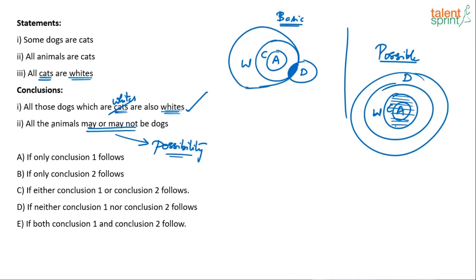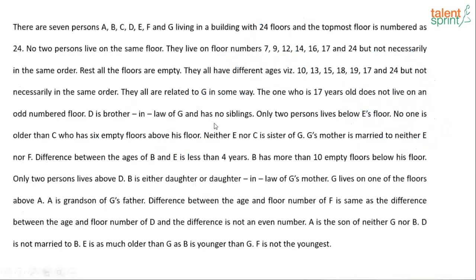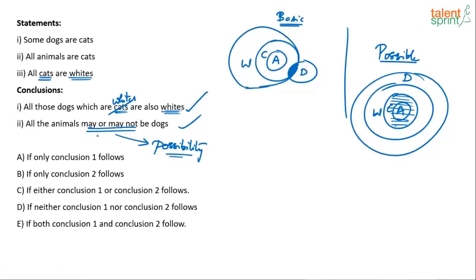All the animals may be dogs. All the animals have also become dogs, right? All the animals may be dogs. So, it's possible that all the animals may be dogs, may not be dogs. So, all the animals may or may not be dogs. So, both 1 and 2 follow. Both conclusion 1 and 2 follow. Option B. So, I think 2 questions from Syllogisms there.